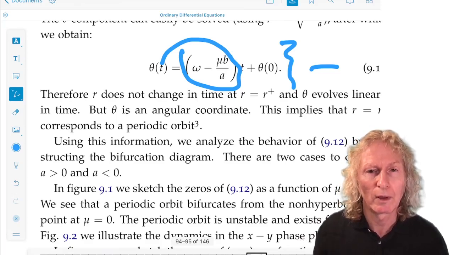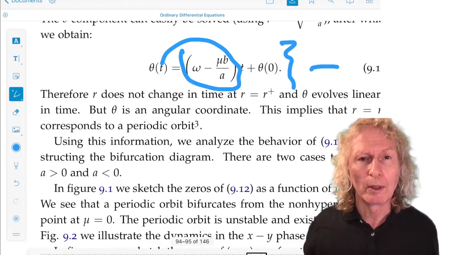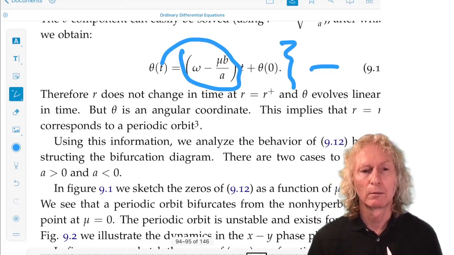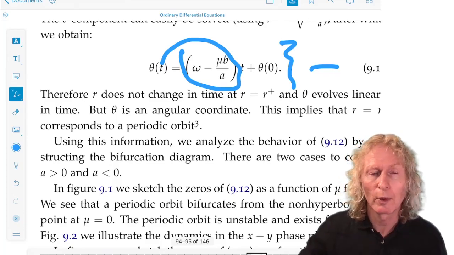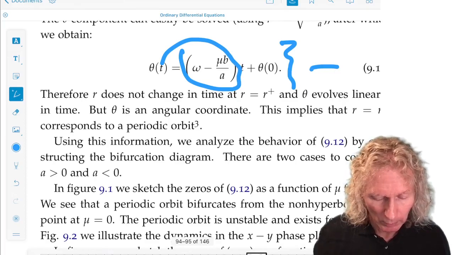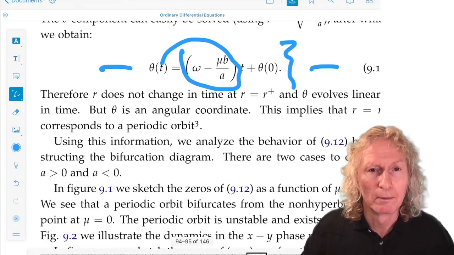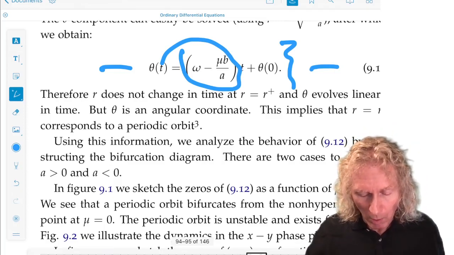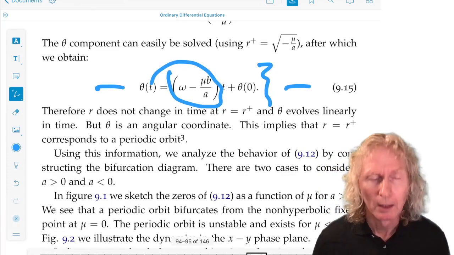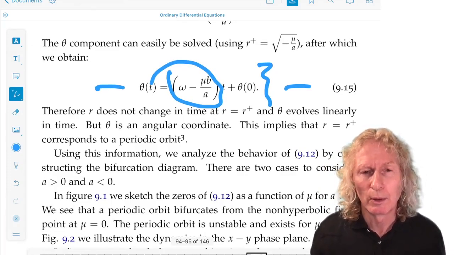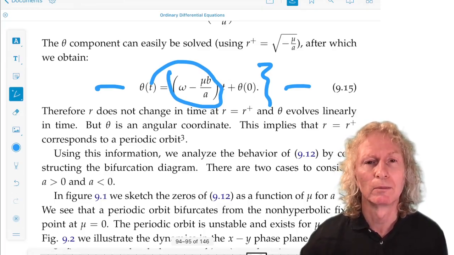So a value of r, which is an equilibrium point of the r dot equation, not zero, corresponds to a periodic orbit. R is fixed in radius, so r doesn't change. If we start on it, we just spin around with constant angular rate. And that's the definition of a periodic orbit in the plane. So what we've found is periodic orbits depending upon the parameters. Now, we want to examine this situation much more closely, and we'll do that in the next lecture. So, bye for now.